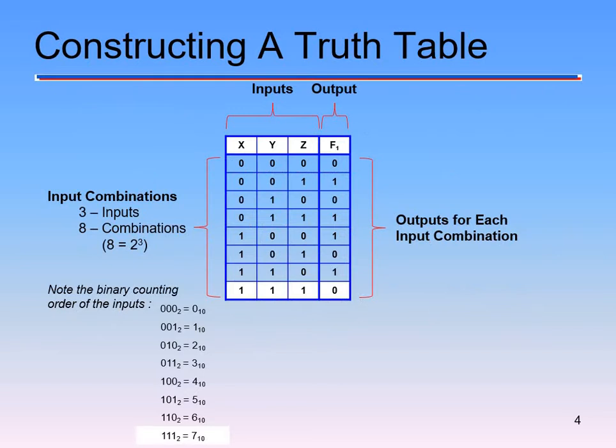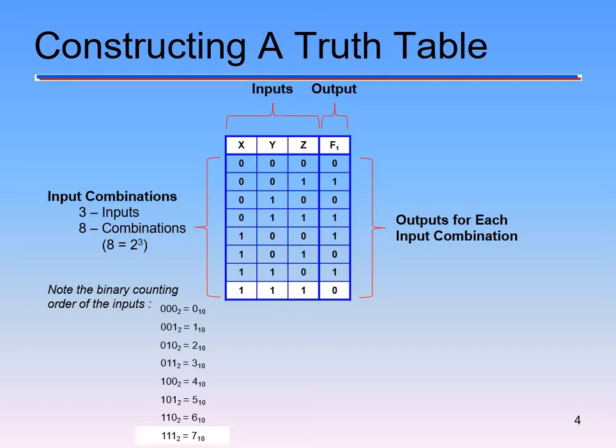So when we build this table, all right, this is 3 possible inputs, X, Y, and Z, and they are listed out in binary order, right? 0, 0, 0 means 0. 0, 0, 1 means 1. 0, 1, 0 means 2. 0, 1, 1 means 3. And you can see that on the bottom left-hand side, where it says note the binary counting order of the inputs. You will always have your truth table there.